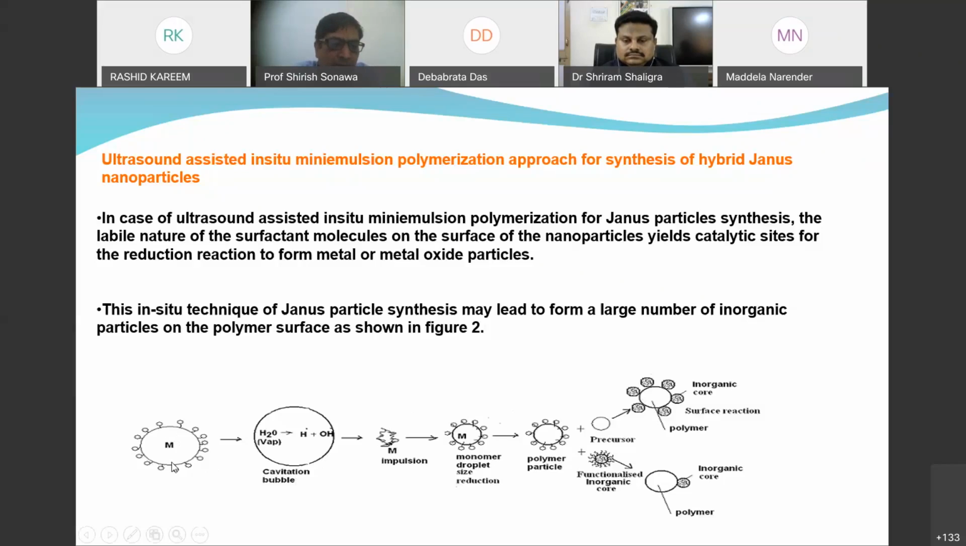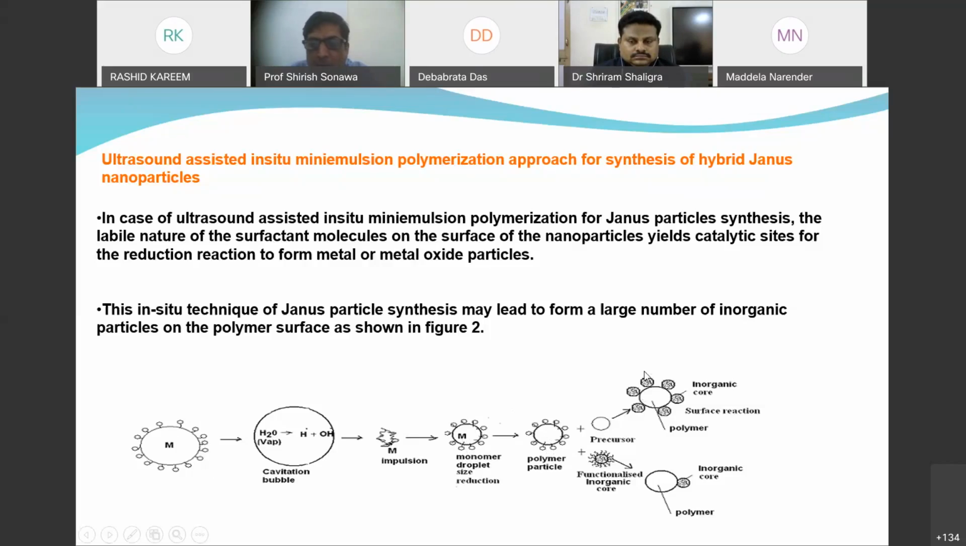You can see that monomer droplets are initially prepared using ultrasound, and because of the high shearing effect, mechanical or physical effect, the droplet size becomes smaller. We already discussed that when cavity bubbles collapse, radical generation happens, and because of that the monomer or oligomer enters the monomer droplet, and then polymerization happens.